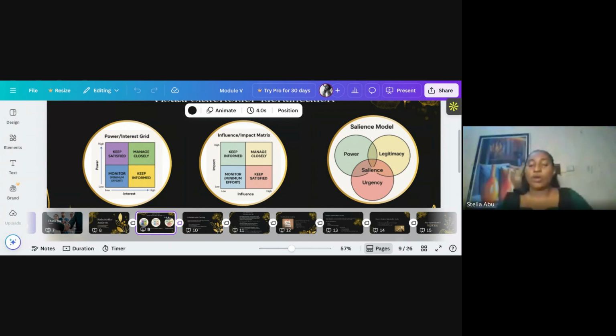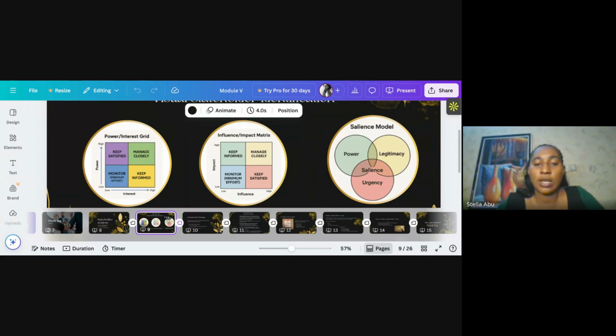Yes, sorry. So we also said there are 4 things that are important. We said high power, high interest. We said high power, low interest. We said low power, high interest. And then we said low power, low interest, right? High power, high interest, we're saying that those are the big boys like the CEO, right? You ensure that you manage them closely, ensure that they're happy, right?